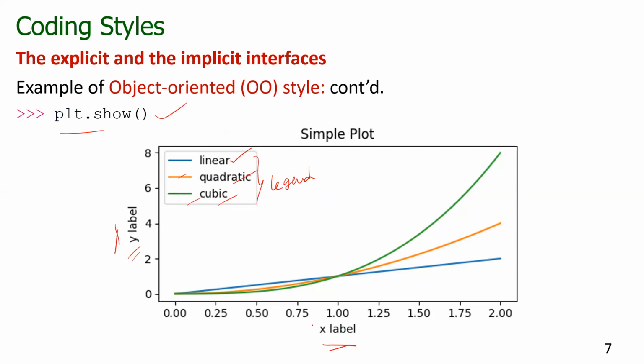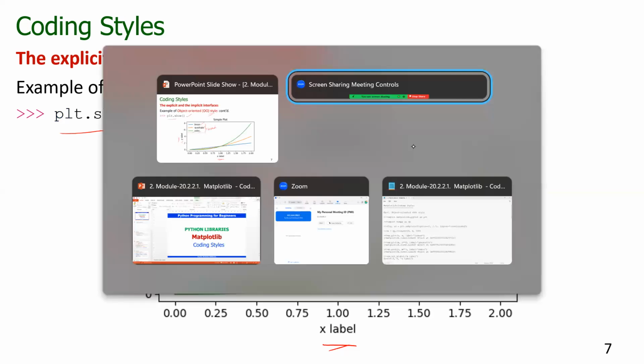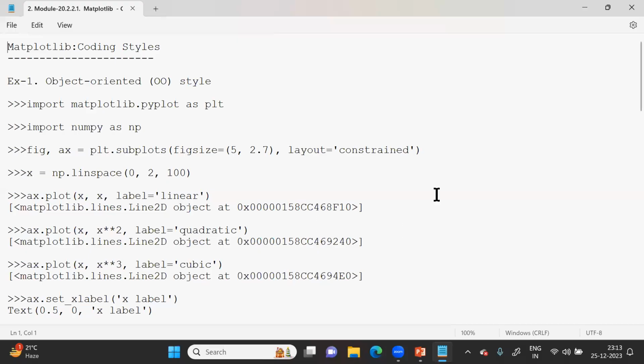Now we can see this is the x-axis data. This is the y-axis data we have taken. This is one example of an object-oriented style plot diagram. So let us run this program live and see the output. Yeah, this is the code we explained.